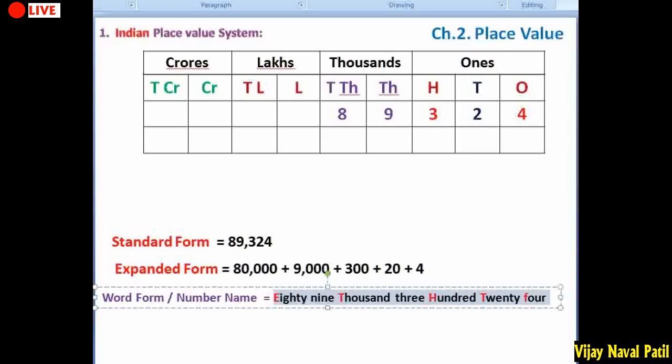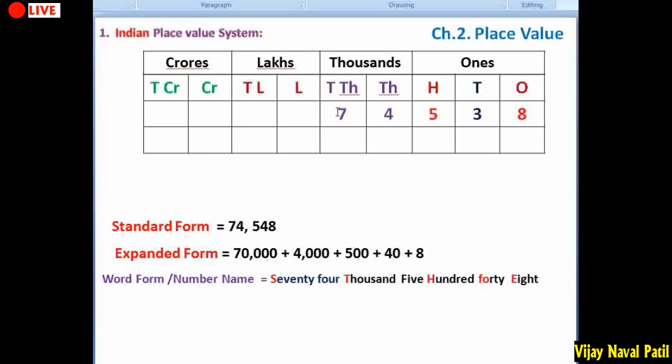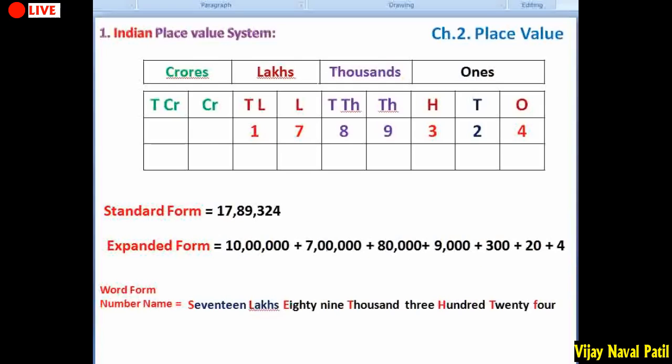Okay? Then the next slide, see here, this is the number 74,538. So we wrote it as it is, that is the standard form, and we put the commas as per the Indian place value system, and we wrote its expanded form as well as its word form. And word form is also called the number name. Okay? So keep it in mind. Then in the next slide we will see the standard form of this number as well as the expanded form and the word form. Okay? I hope you understood how to write it.